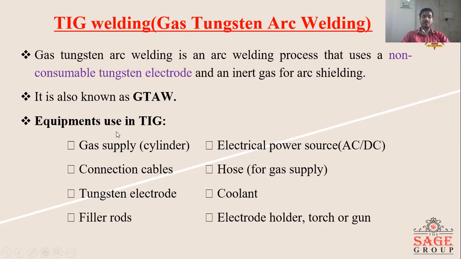Equipment used in TIG welding: gas supply cylinder, connection cable, tungsten electrode, filler rod, electric power source AC or DC, hoses for gas supply and coolant, electrode holder, and torch.